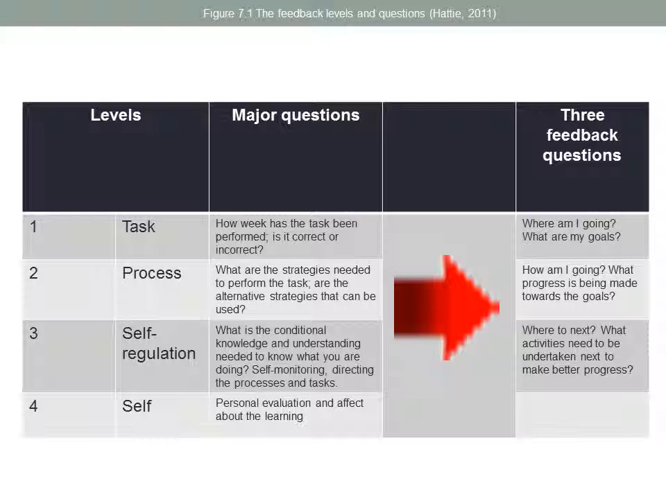This is figure 7.1, the feedback levels and questions that Hattie provides us with in Chapter 7. It is a visual representation of how the 3 feedback questions work on the 4 different levels of feedback.